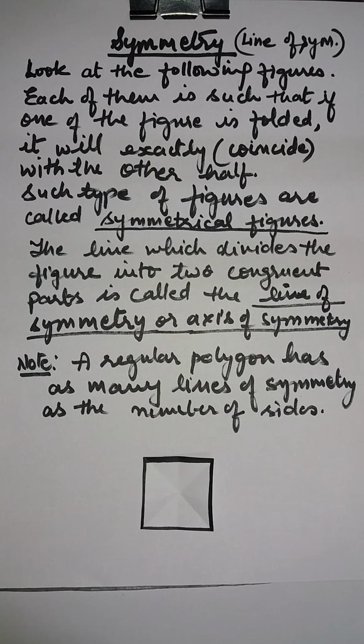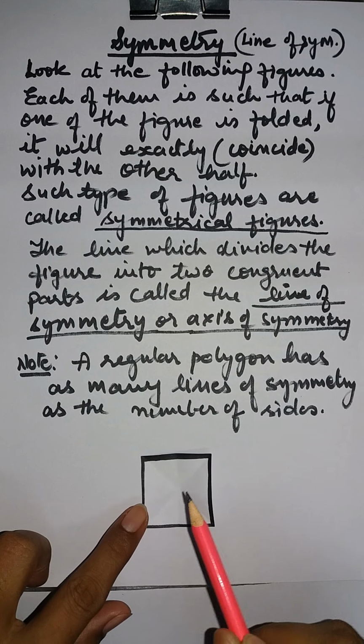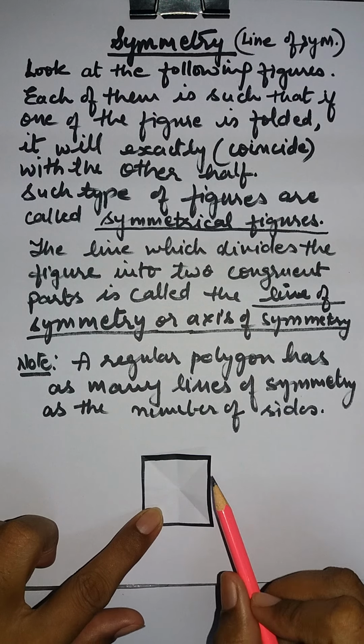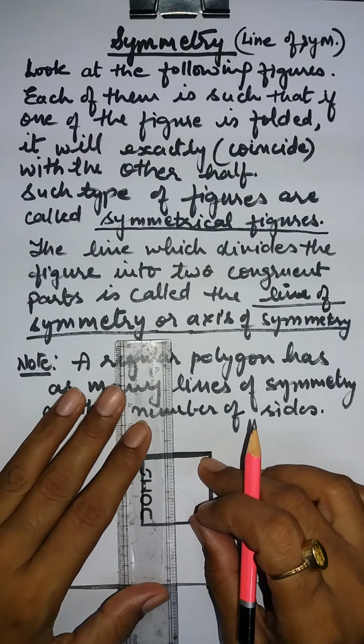Note, a regular polygon has as many lines of symmetry as the number of sides. Like if we can see, this is a square. A square is having 4 sides and it is a regular polygon of 4 sides. So it is having 4 lines of symmetry, and always we know line of symmetry can be represented by a dotted line.